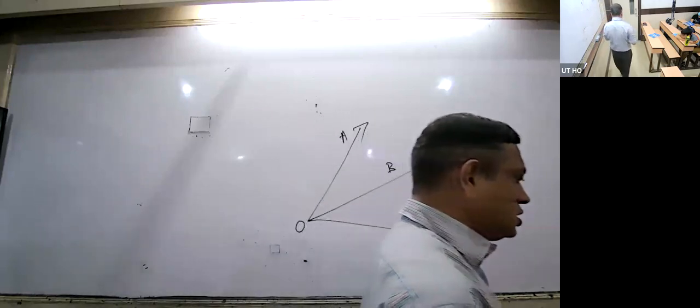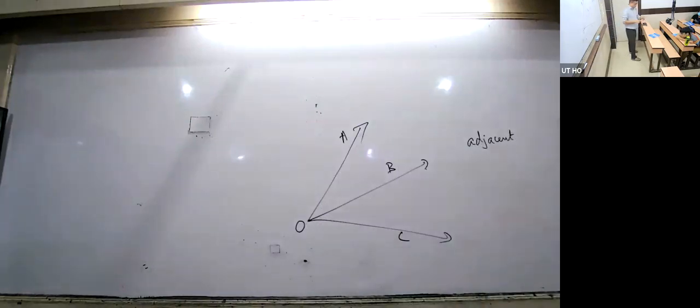How many angles are there in this figure? Two. Only two? What do you think? Six. Reflex angles don't count, simply normal angles. What you said is correct: six if you take reflex angles, three reflex angles you can get.